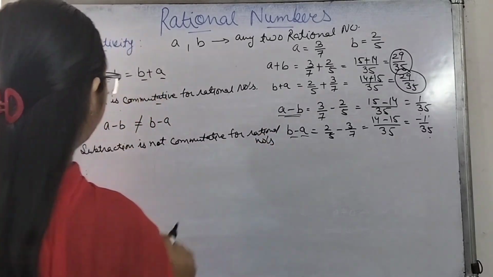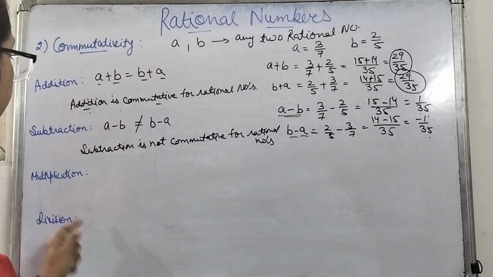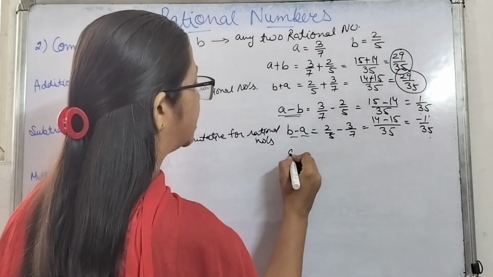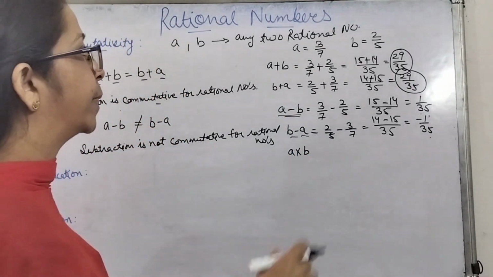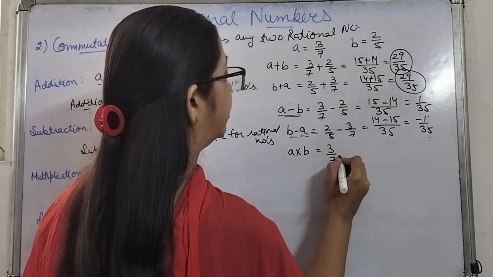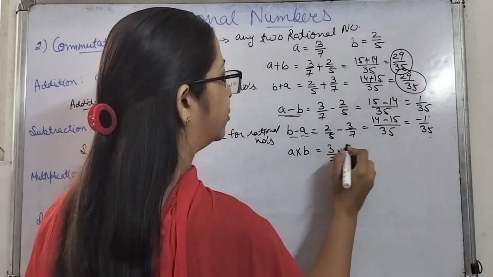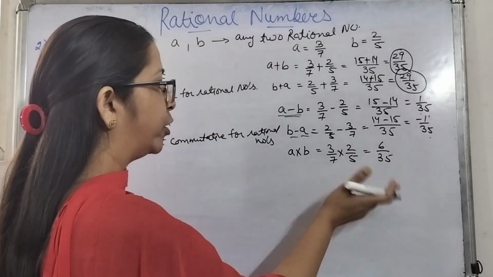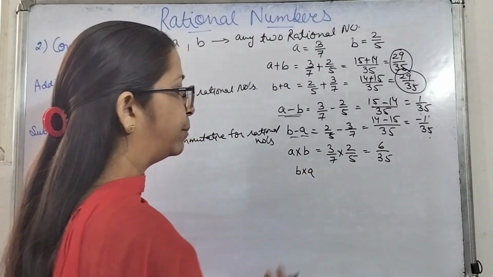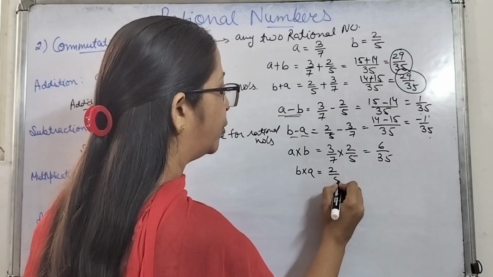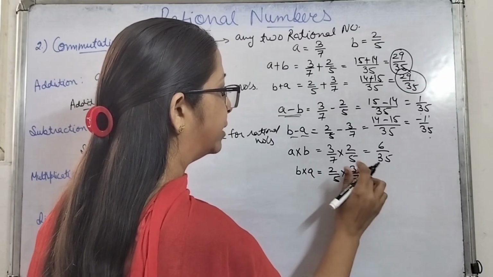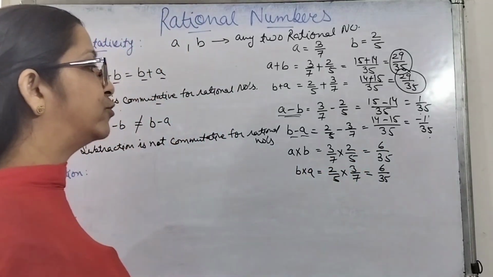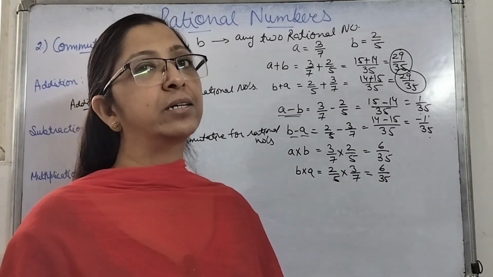Now let's check it for multiplication. Again, if A is 3 upon 7 and B is 2 upon 5, first of all, we will multiply A and B. A multiplied by B will be 3 upon 7 multiplied by 2 upon 5. 3 multiplied by 2 will be 6 upon 5 7s are 35. Now if we change the order and write B multiplied by A, its value will be 2 upon 5 multiplied by 3 upon 7. That will be 2 multiplied by 3 will be 6 upon 5 7s are 35. So if we have changed the order, their product is still the same.